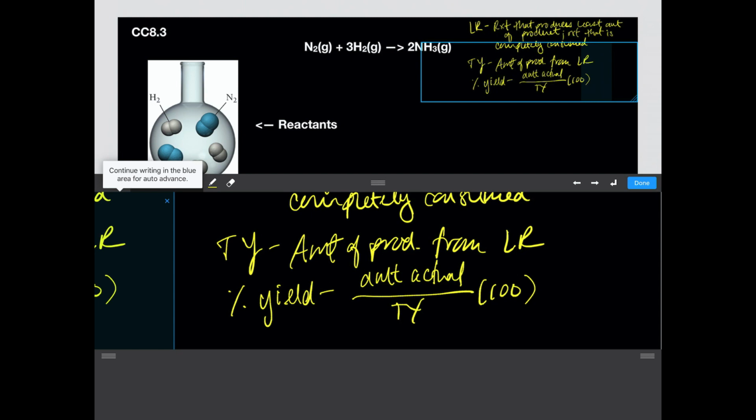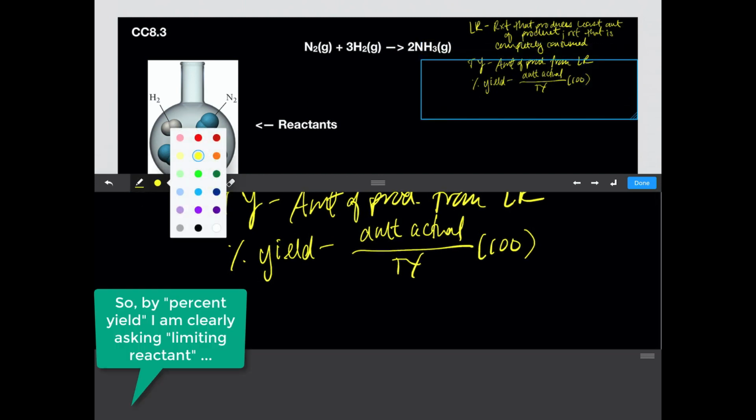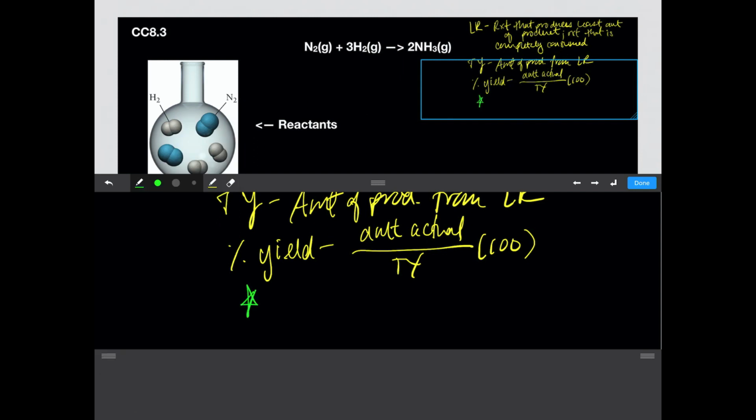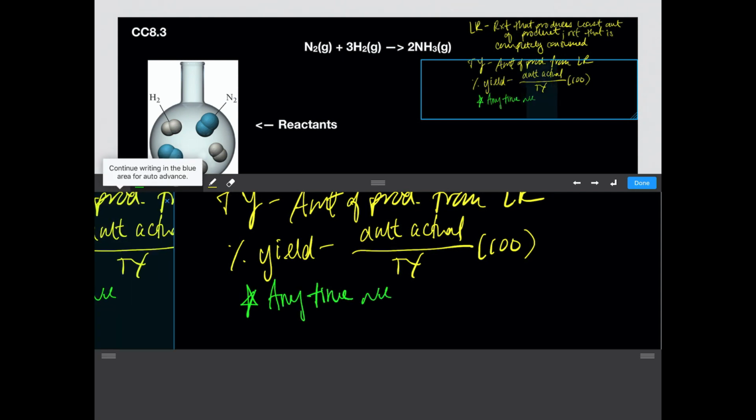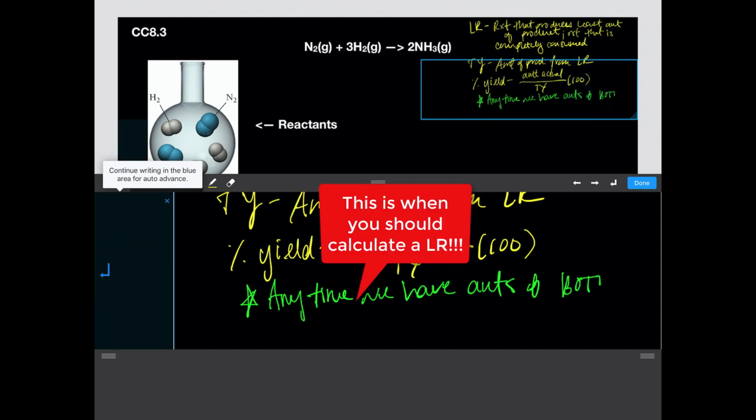Now, one huge important thing: when do we know to calculate a percent yield? When do we know that we should calculate a percent yield? Super important question. Anytime we have amounts of both reactants.